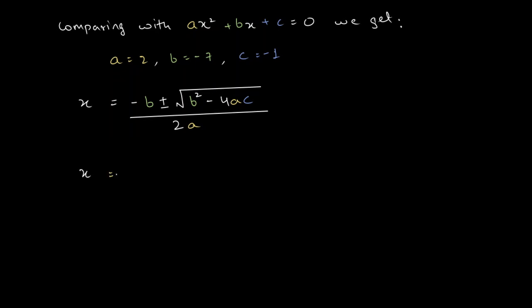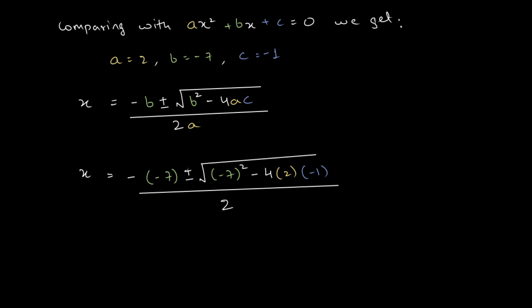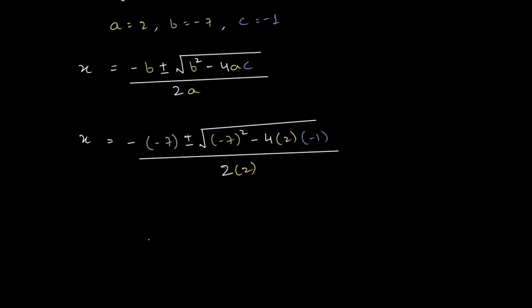We have x is equal to minus b, and b is minus 7, so minus of minus 7 plus or minus square root of b square, so that is minus 7 square minus 4ac, so a is 2 and c is minus 1. This entire thing right now divided by 2 times a, and a is 2. Okay, so we've got a formula, we've got the values substituted in.